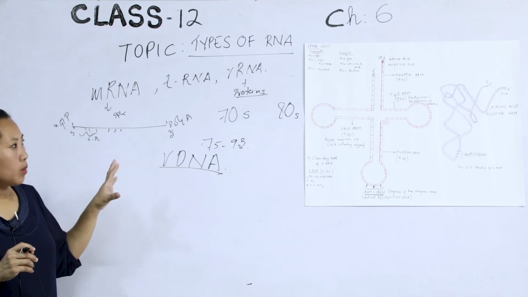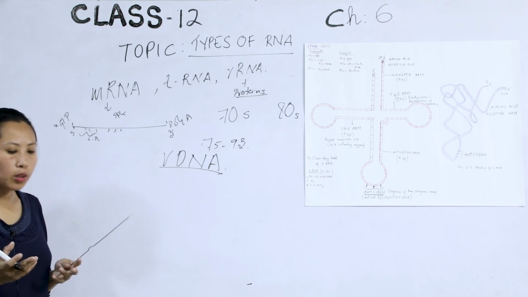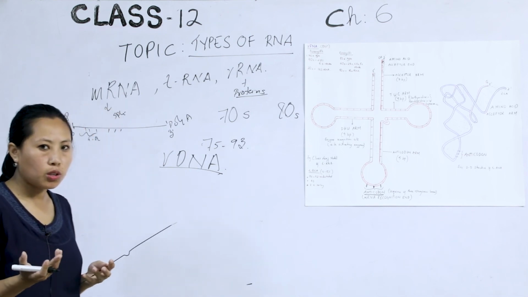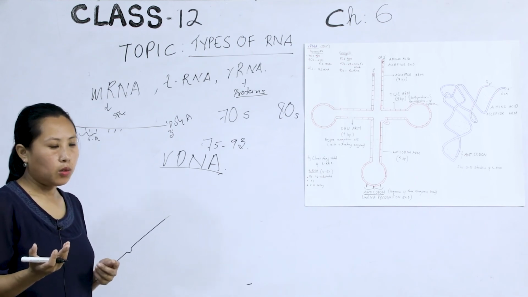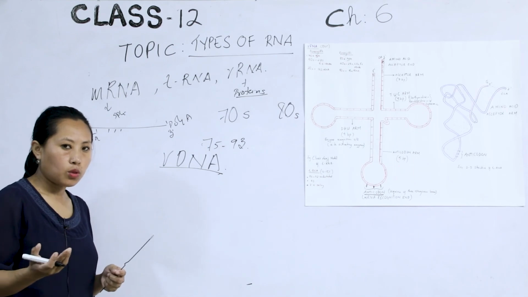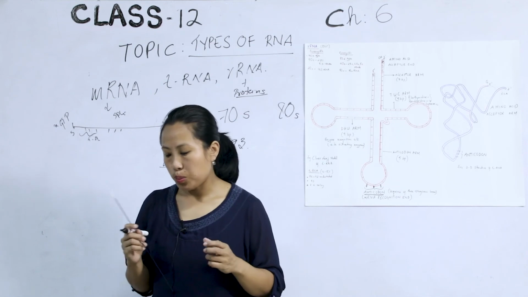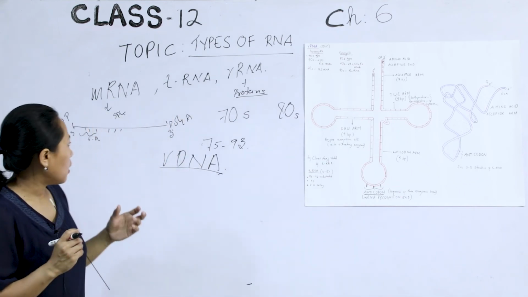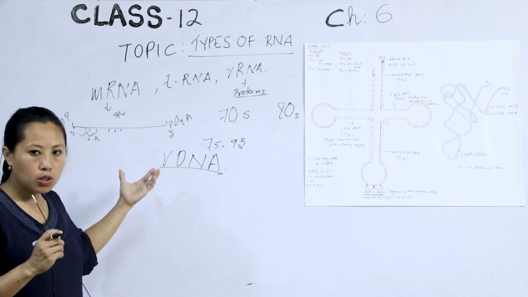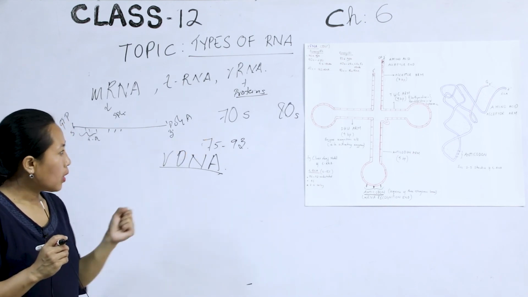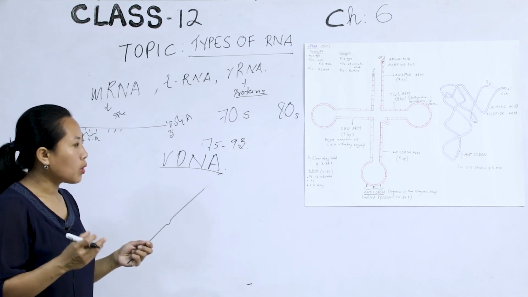So in the end, let's quickly review these types of RNA. RNA is a single-stranded polynucleotide chain which consists of ribose sugar, phosphate, and four types of bases: adenine, guanine, uracil, and cytosine. And it is of three types. Messenger RNA contains the blueprint of the genetic information, constitutes about 5% of the total RNA content of the cell, and carries the information from the nucleus to the cytoplasm.